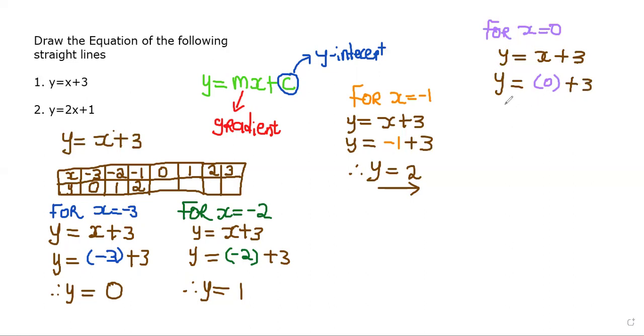We know that, therefore, the value of y is 0 plus 3, which is going to be what? You're going to get 3. So the 3 that you got, you write it here. You write 3. And then after that, you continue and say for x is equal to 1, then we write our equation.